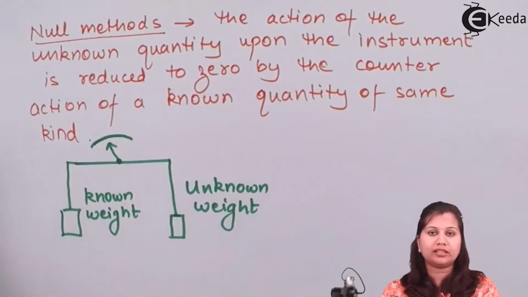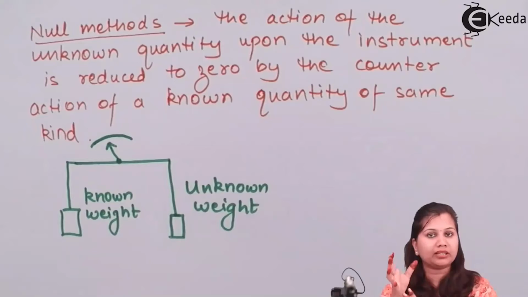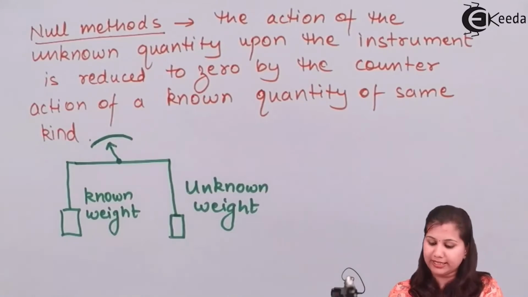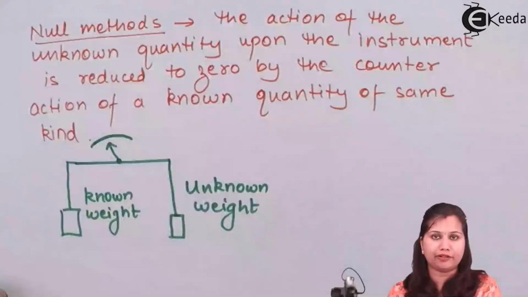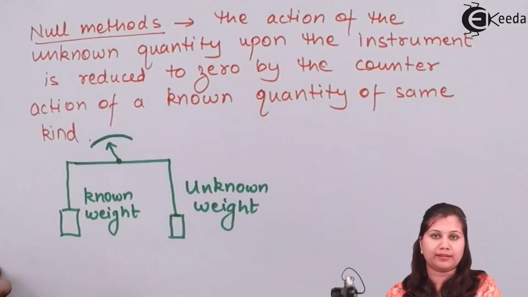So we have studied that the methods of measurement are divided into direct methods and indirect methods. Direct methods are further classified into deflection methods and comparison methods, and comparison methods are further classified into null methods and differential methods. Now come to the indirect methods of measurements.